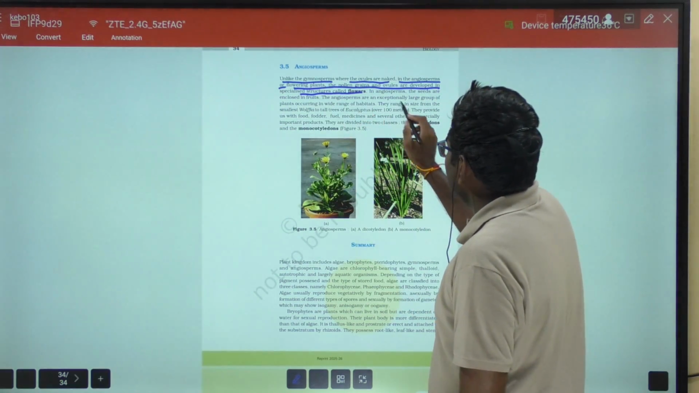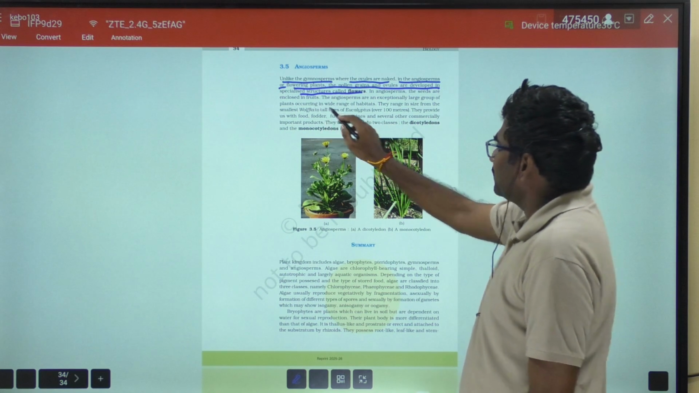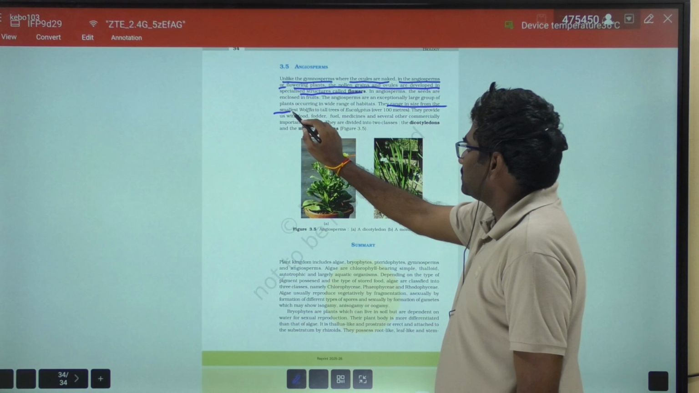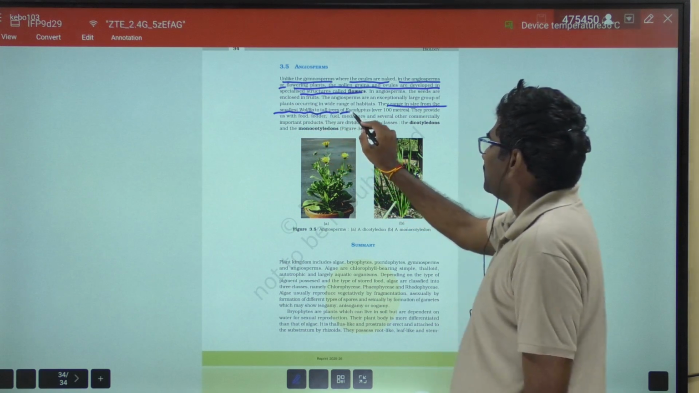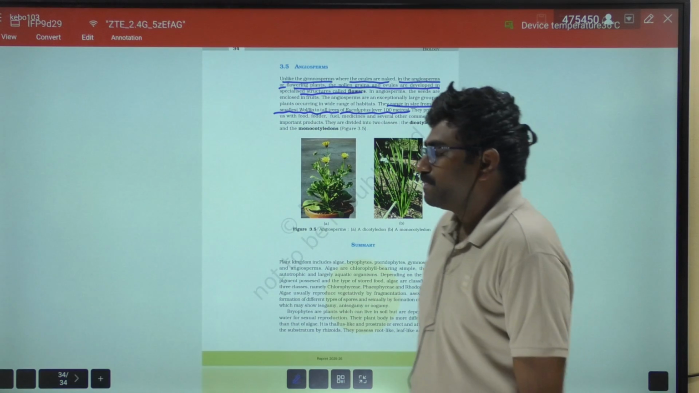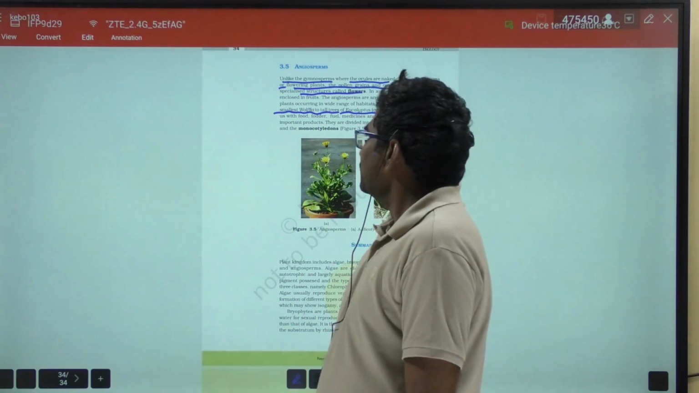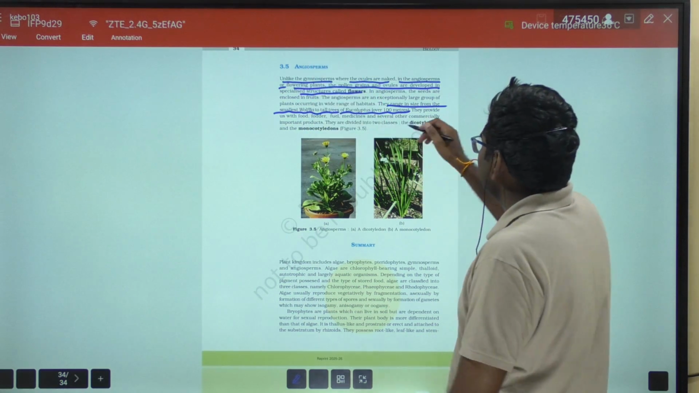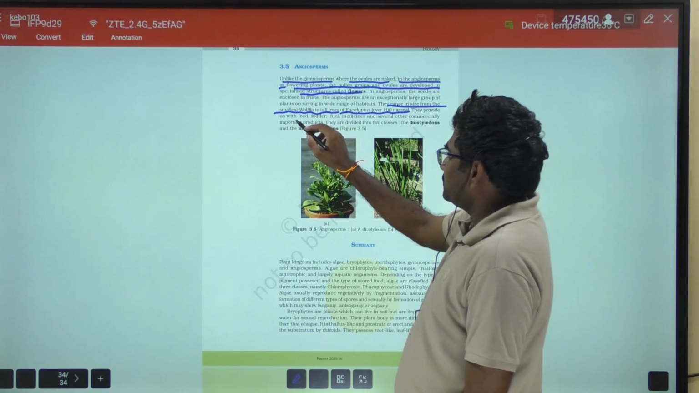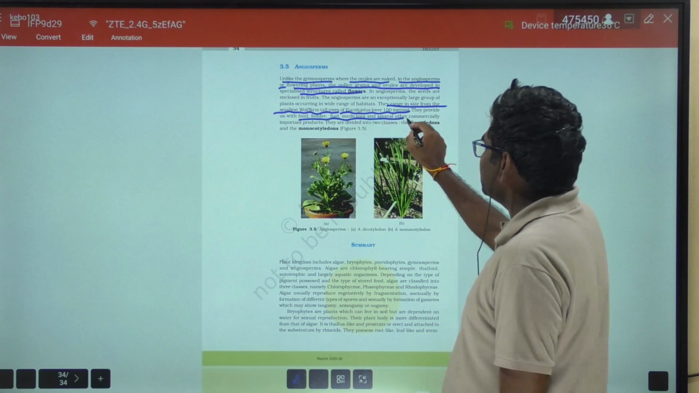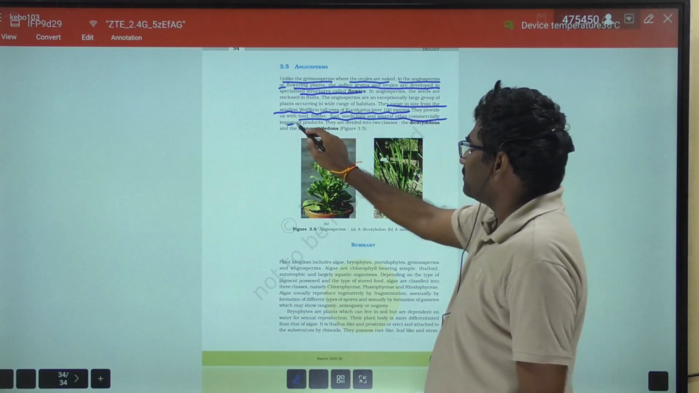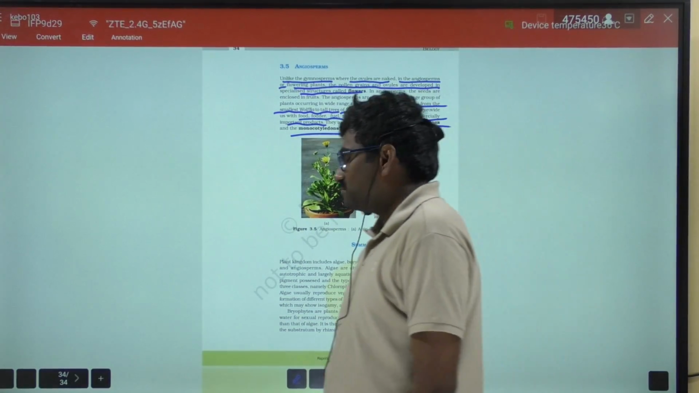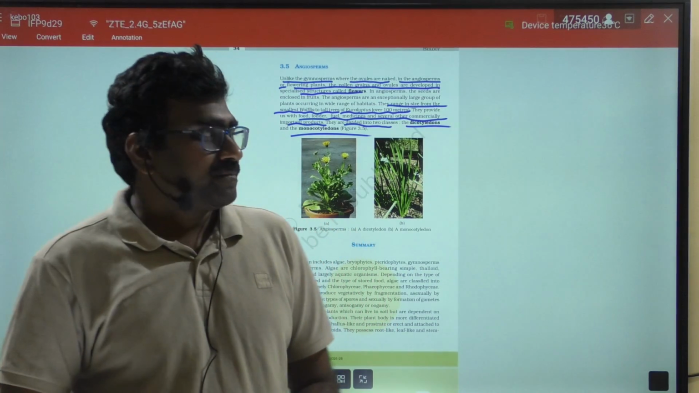Angiosperms are an exceptionally large group of plants occurring in a wide range of habitats. They range in size from the smallest Wolfia to tall trees of eucalyptus over 100 meters. So Wolfia is the smallest and eucalyptus is among the tallest trees, which can grow over 100 meters. They provide us with food, fodder, fuel, medicines and several other commercially important products, and they are divided into two classes, dicots and monocots.